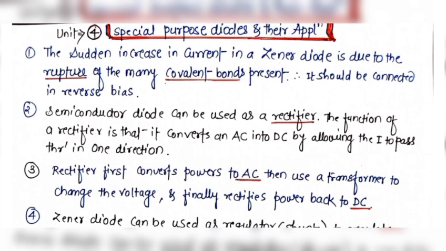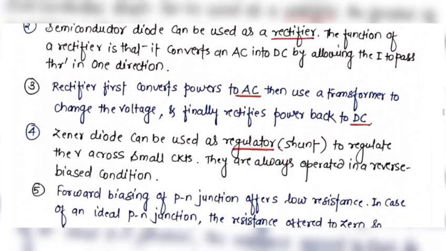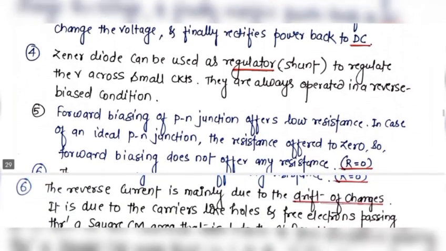Semiconductor diode can be used as a rectifier. The function of the rectifier is that it converts an AC to DC by allowing the current to pass through in one direction. Rectifier first converts power to AC, then uses a transformer to change the voltage, and finally rectifies power back to DC.